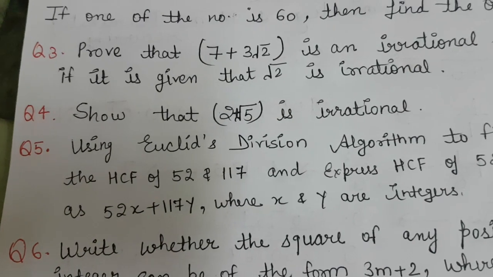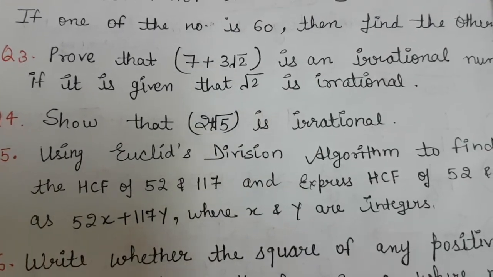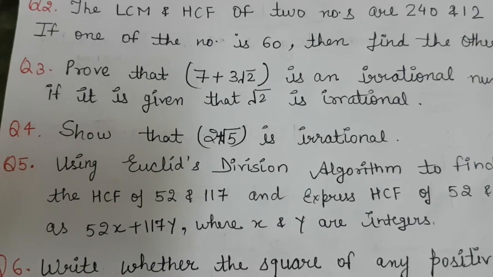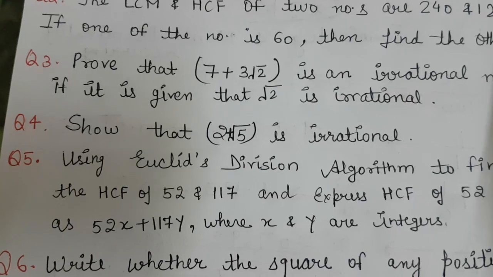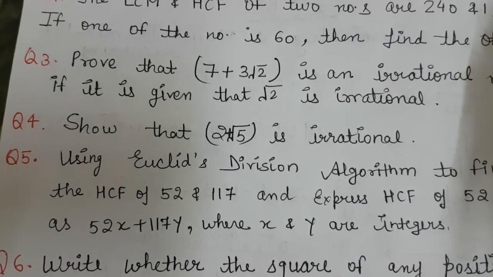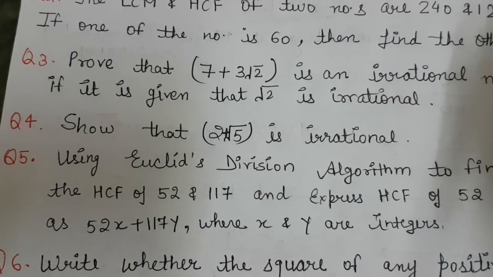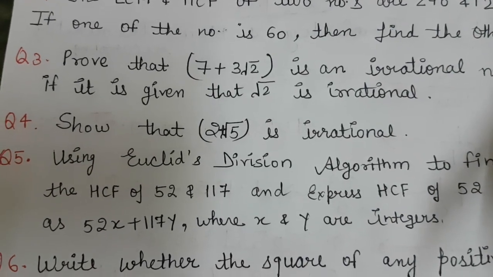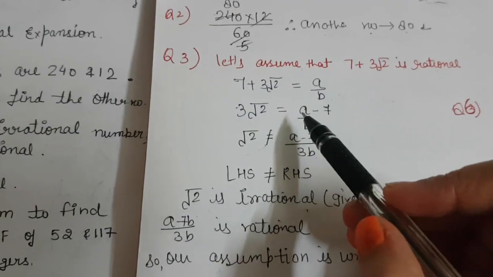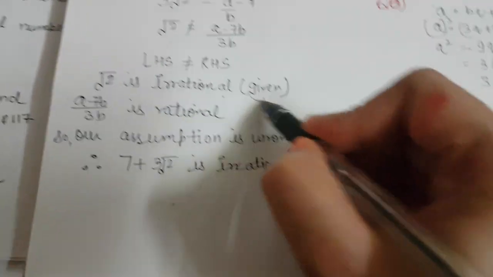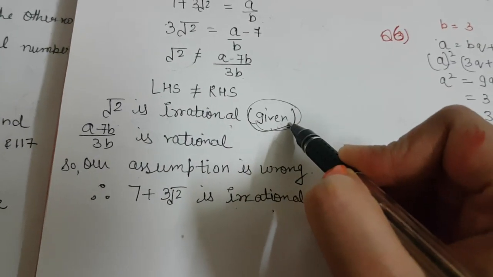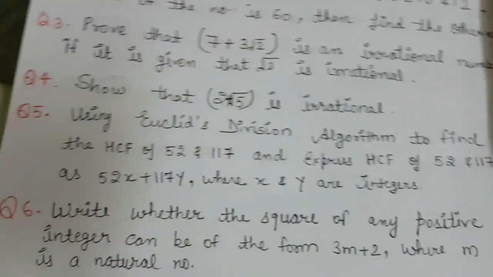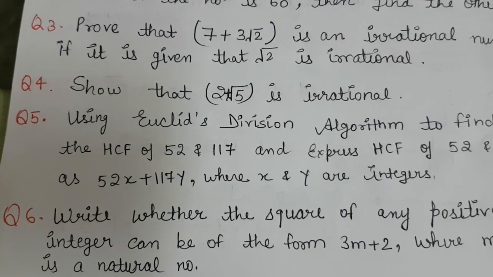Next was: show that 2 plus root 5 is irrational. In this question it is not written that root 5 is irrational. I have not done this. The same procedure is there. But in this, two steps are there. First you prove root 5 irrational, like I told in the chapter 1 videos. Then prove 2 plus root 5 irrational like this. And here, in place of given, you write proved above. Fine. So do it yourself and check it yourself.